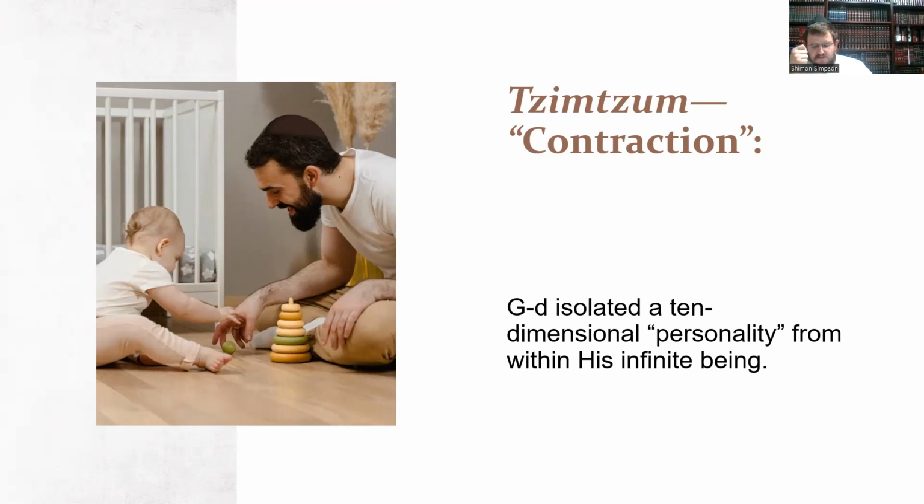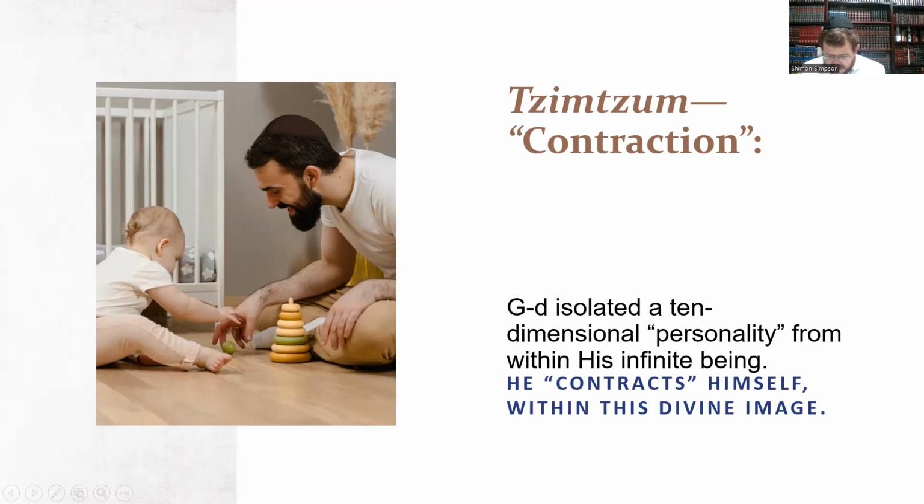God isolated from within his infinite being a 10-dimensional personality, the 10 spheres of wisdom, love, justice, compassion, etc. And this divine personality interfaces with our personality, which was created as its model and analog. So God remains undefined by these characteristics, but like the parent contracting themselves to engage with their child, God contracts himself, so to speak, within this divine image.